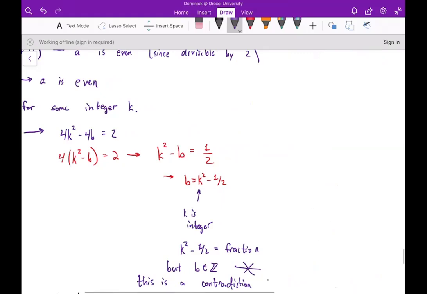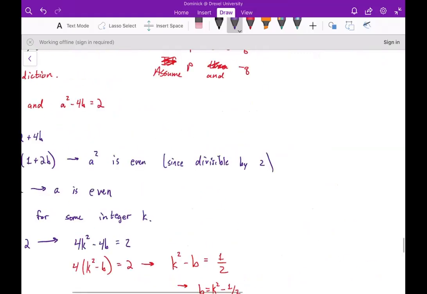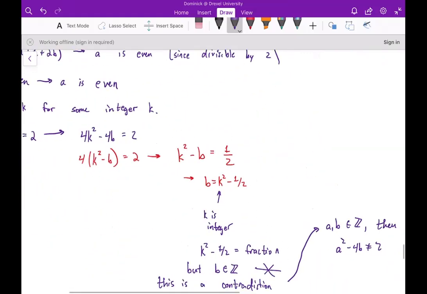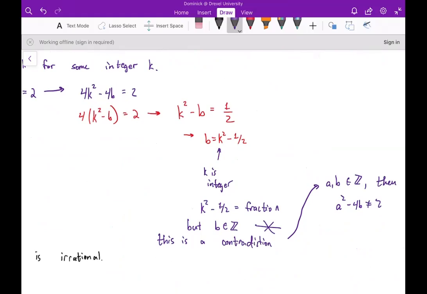Right, so then this gives us that if a and b are integers, the original claim, then a squared minus 4b cannot equal 2, right? I think that's what it was. Yep. And that's our contradiction.